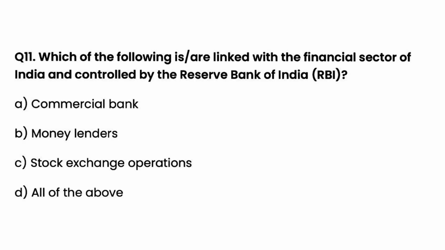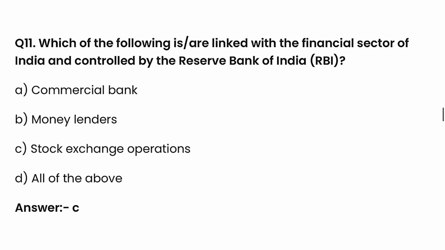Which of the following is or are linked with the financial sector of India and controlled by the Reserve Bank of India (RBI)? First, commercial bank; second, money lenders; third, stock exchange operations; and the last one, all of the above. Here the answer is option C, means stock exchange operation.